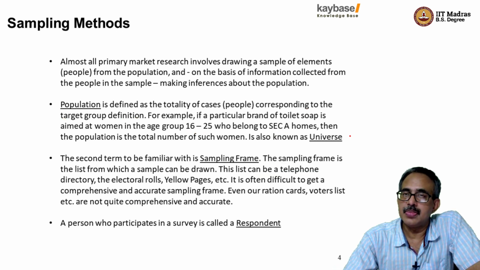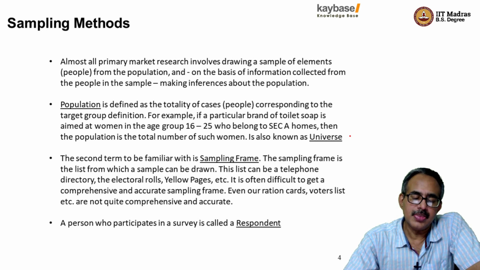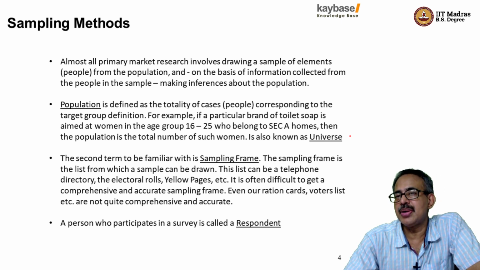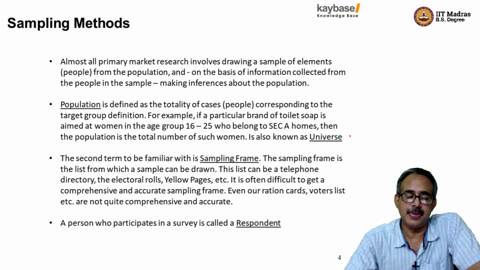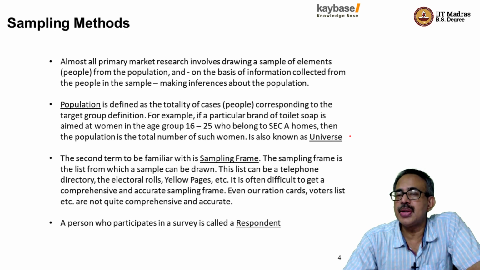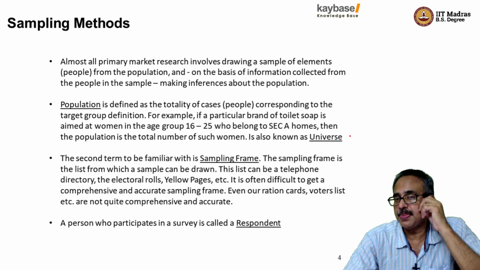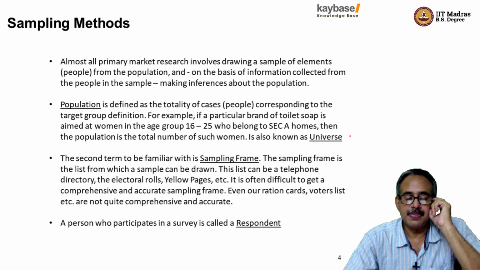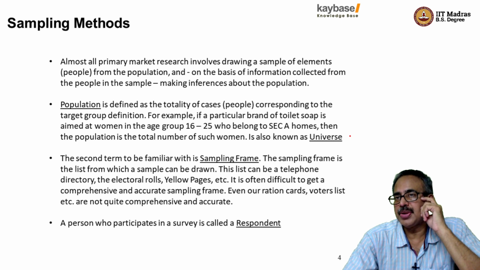The second term which you absolutely must be familiar with is sampling frame. Loosely speaking, the sampling frame is the list from which you can draw the sample. So the list can be a telephone directory, the list can be the electoral rolls, the list can be the yellow pages. Okay. I'll give you some more examples to explain this concept.